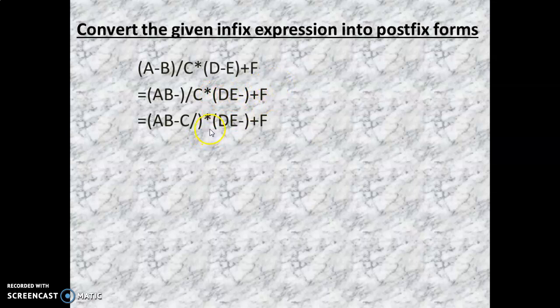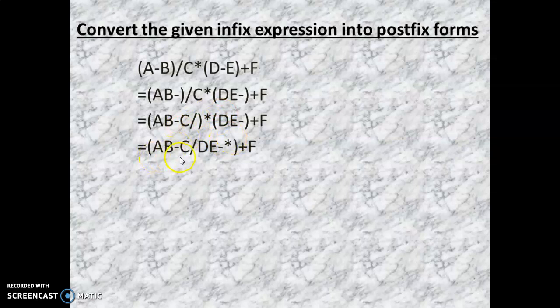Now we have multiplication and plus. So multiplication comes first. So this is one unit and this is one unit. You write down these two and then put the multiplication after. So AB minus C division is still one unit and DE minus is one unit, and just the multiplication between these two units. So you just put it at last.